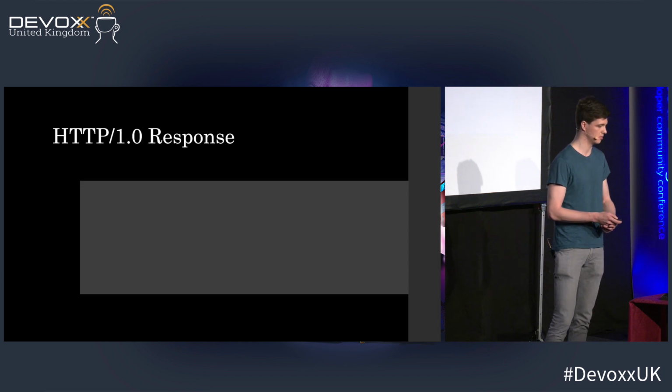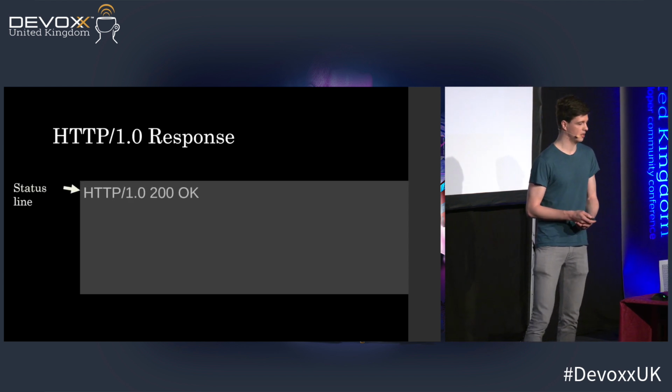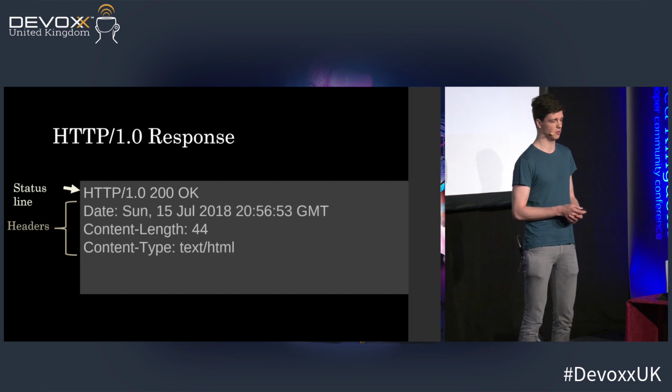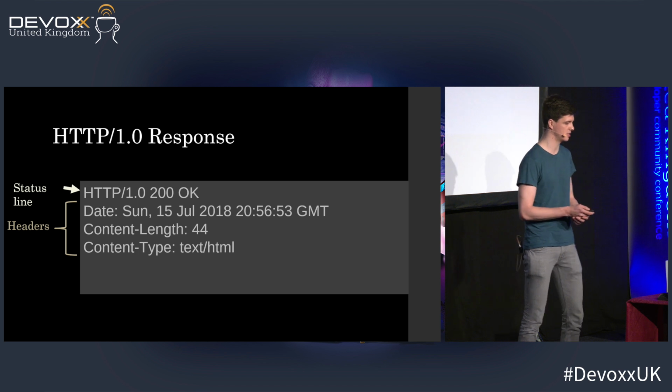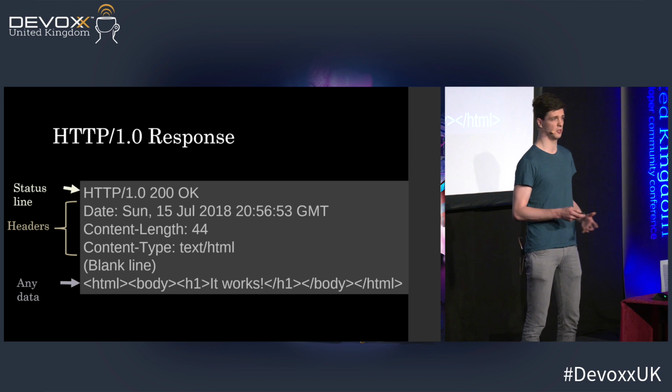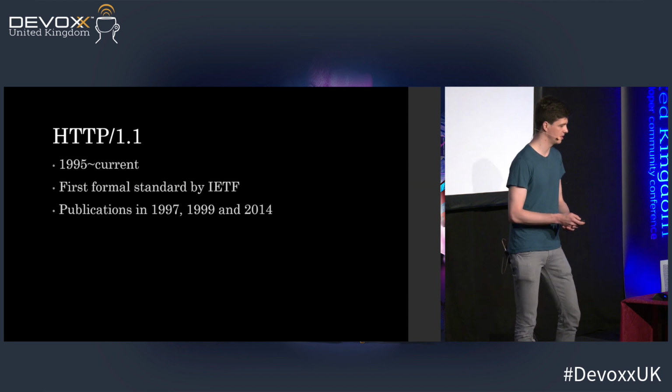Still fairly simple. Then a response, which looked like this. We had a status line with obviously a status code. So now we noticed our request succeeded, which is very nice. Some headers, a blank line, and a body. Most of you hopefully are familiar with this.